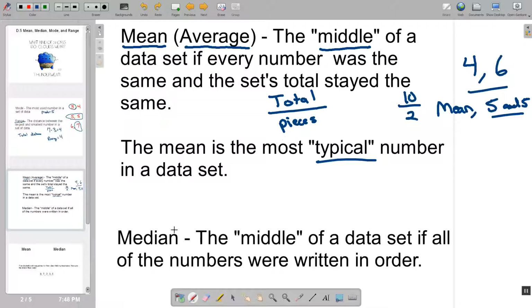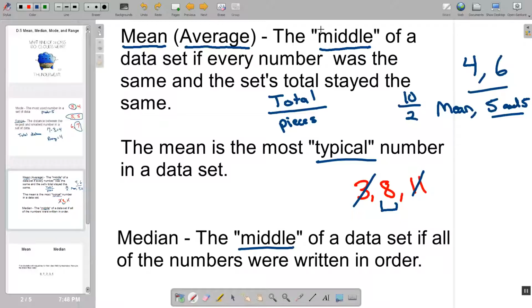Now let's go down to median, which people actually refer to as the middle. This is the middle of a data set if all of the numbers were written in order. So for example, if we had a set of data that was 3, 8, and 11, you look at the top number and the bottom number and you get rid of each, and that means that the number 8 is the middle of this set of data. Now there are some more special cases with median, but this is what people refer to as the middle.